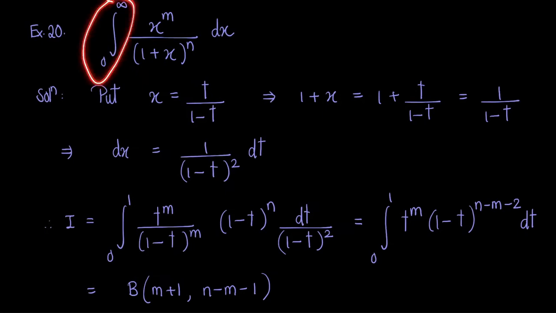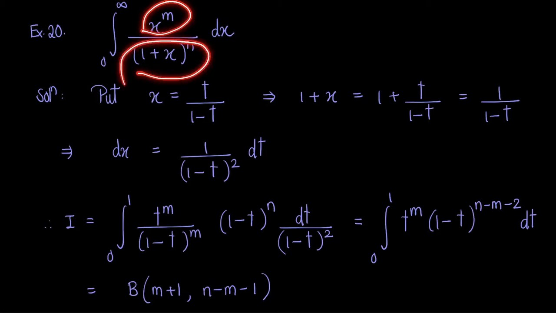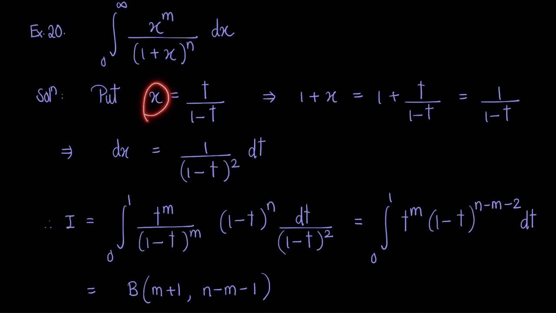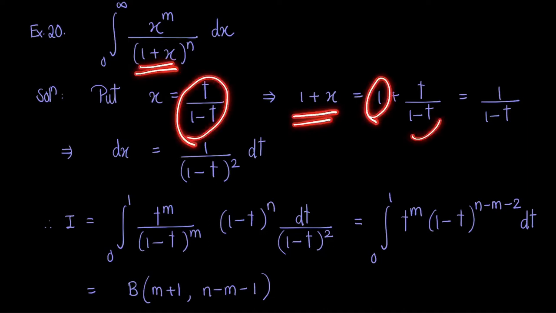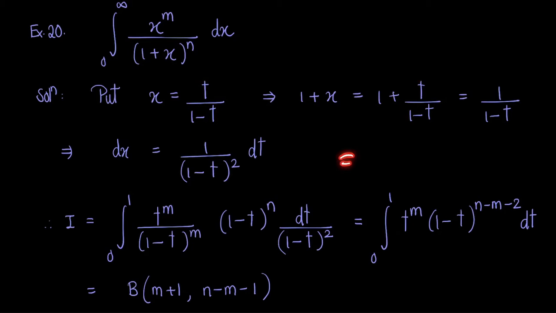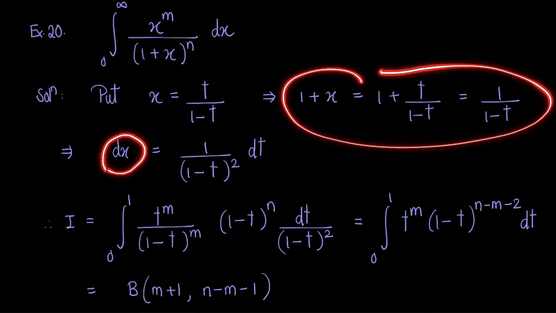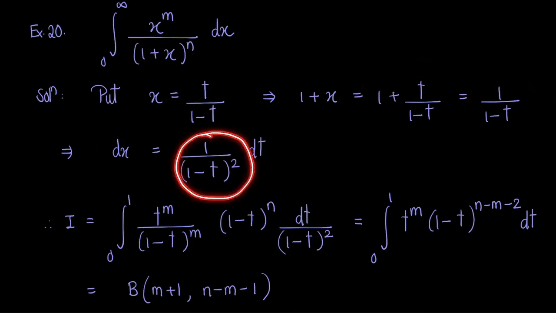Now next example is integration 0 to infinity x raised to m upon 1 plus x raised to m plus n dx. So to solve this, we will put x equal to t upon 1 minus t. Therefore the value of 1 plus x will be 1 plus t upon 1 minus t. So this is equal to 1 minus t plus t upon 1 minus t. Therefore 1 plus x equal to 1 upon 1 minus t. So on differentiating this, we get dx equal to 1 upon 1 minus t whole square dt.